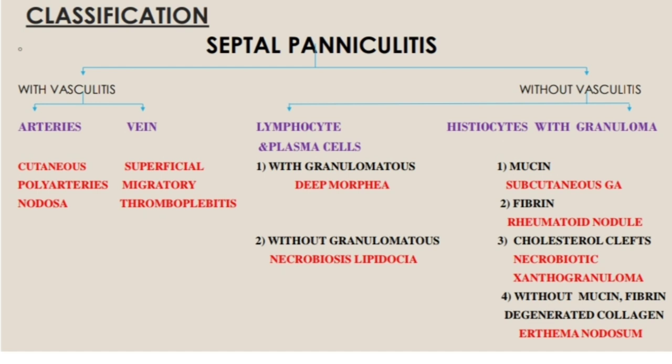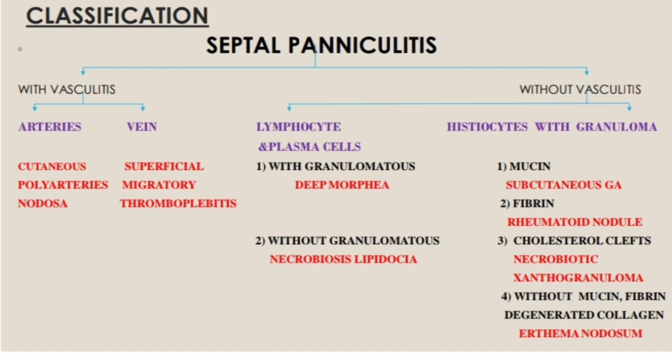And if it's fibrin in the center of the palisade granuloma, it's a rheumatoid nodule. When the cholesterol clefts are rich in the center of the palisade granuloma, it's necrobiotic xanthogranuloma. And when there is no mucin, no fibrin, and no degenerated collagen, it's erythema nodosum.